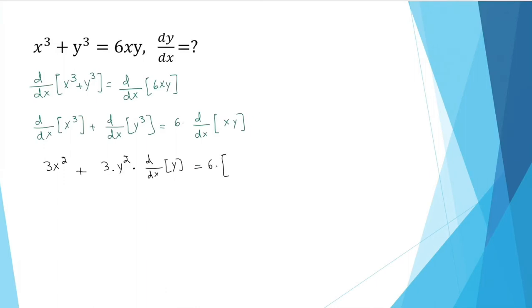And on the right hand side, we have 6 times. Because I see a product between x and y, I want to call my x the first function and y the second function, and the product rule says it's going to be equal to the derivative of the first times the second plus the derivative of the second times the first. Okay, what is the derivative of y with respect to x? That's what I'm looking for. So this is the derivative of y with respect to x. And you can think of it as chain rule. According to the chain rule, it's what it is.